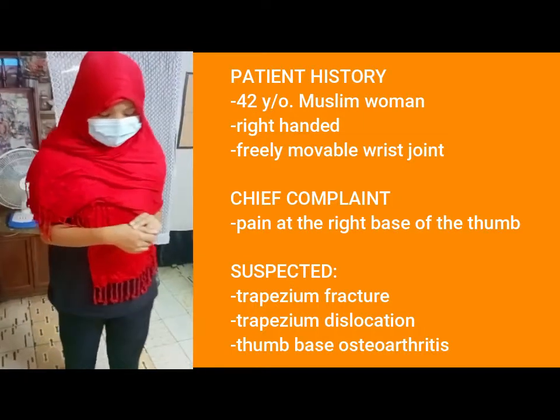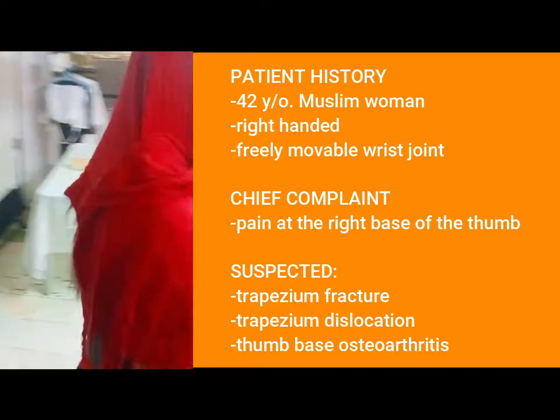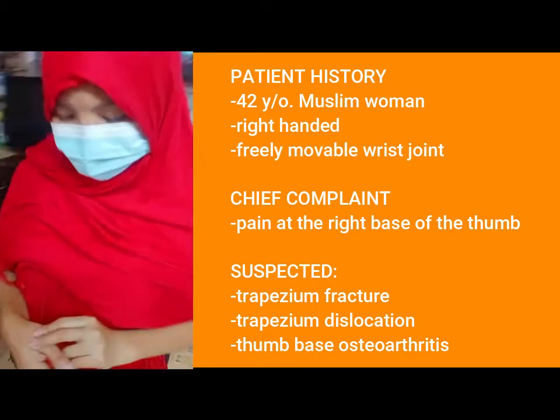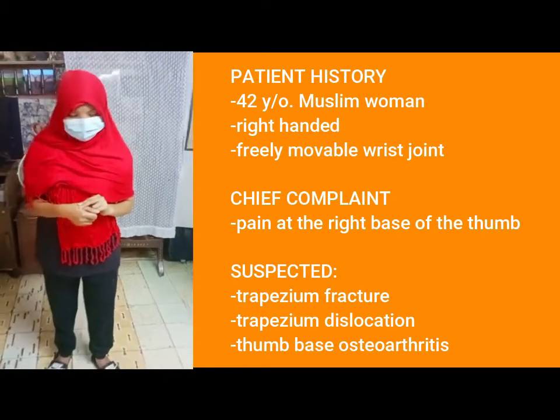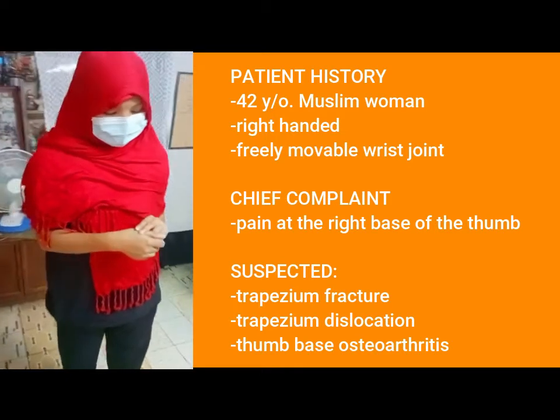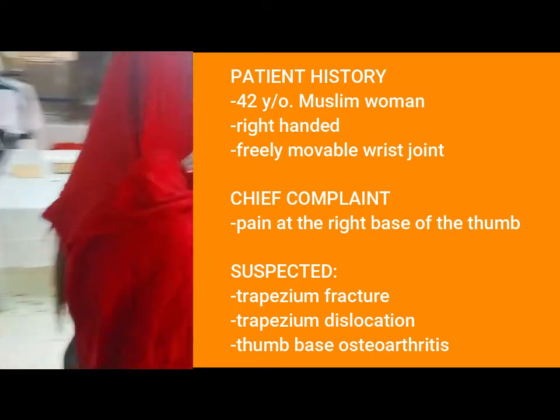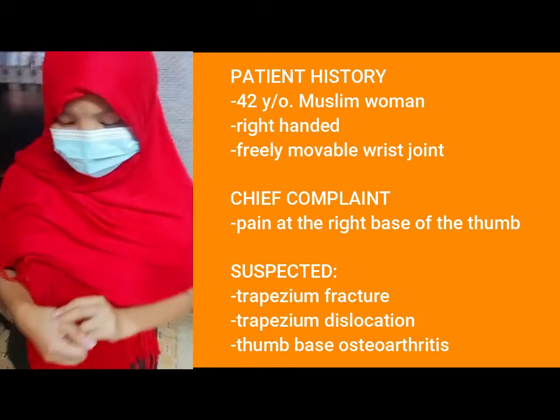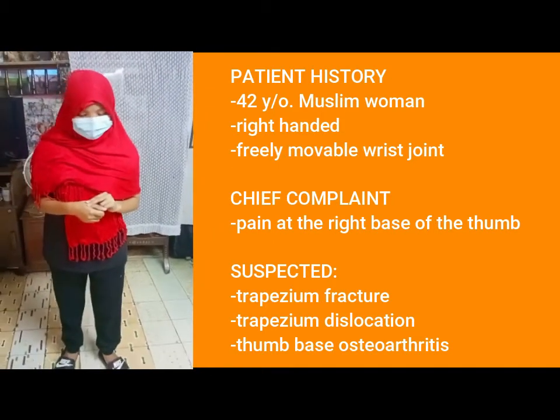Patient history: a 42-year-old Muslim woman who is right-handed, with a freely movable wrist joint. Chief complaint: pain at the right base of the thumb. Suspected to have trapezium fracture, trapezium dislocation, and thumb base osteoarthritis.